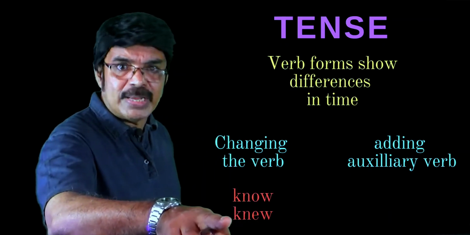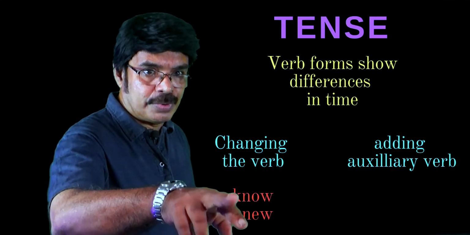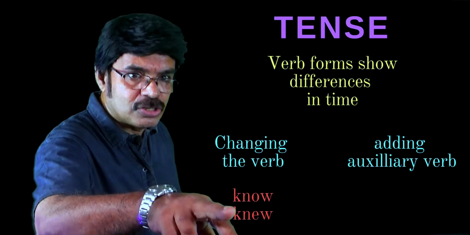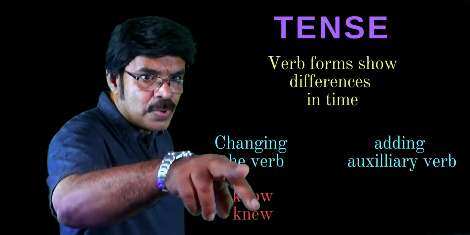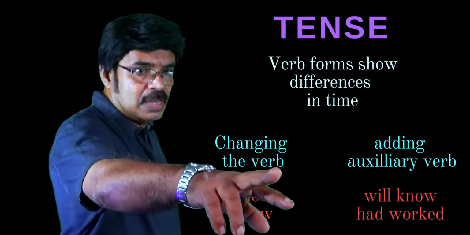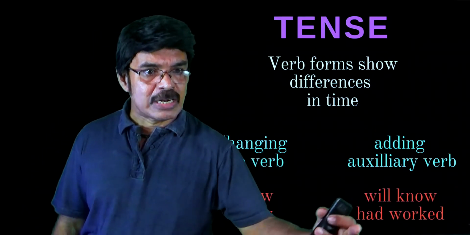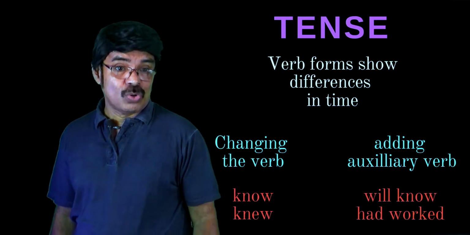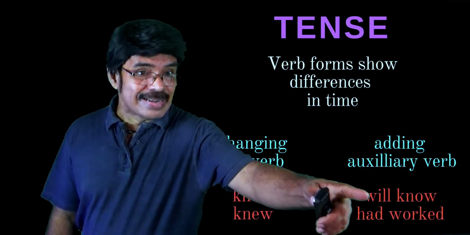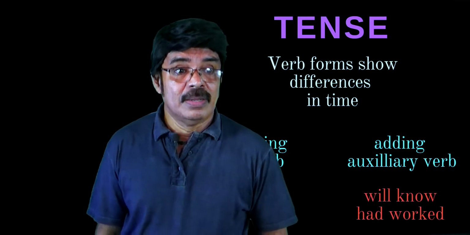For example, know is a verb. You know that idea. Know, knew, the past form of know. And this is how we can change the time. We change the time by changing the verb and at the same time adding an auxiliary verb. So here you can see two examples, will know and had worked. That is the perfect idea, had worked. Here we have used will and here we have used had. So not changing the verb form, but we have added different things, that is an auxiliary verb, to show the time is different. Shall we?